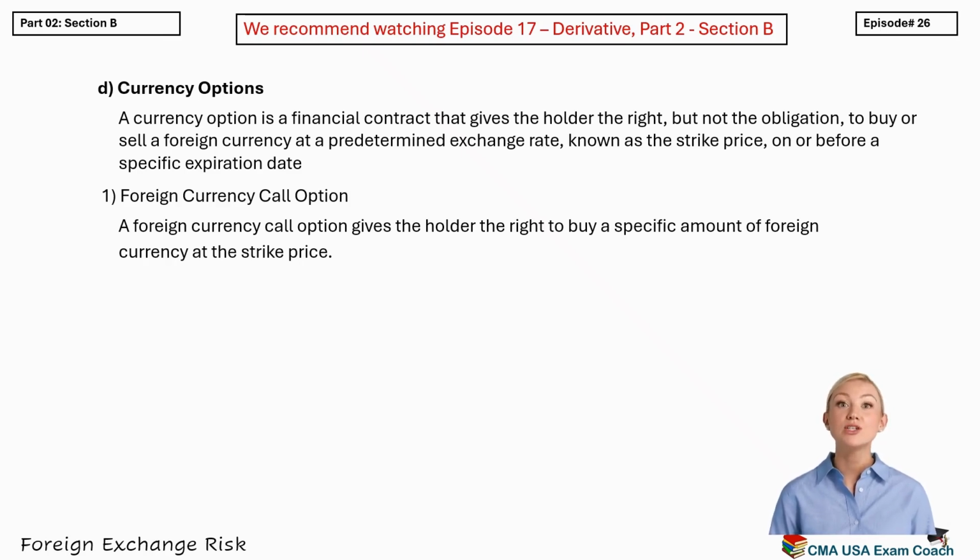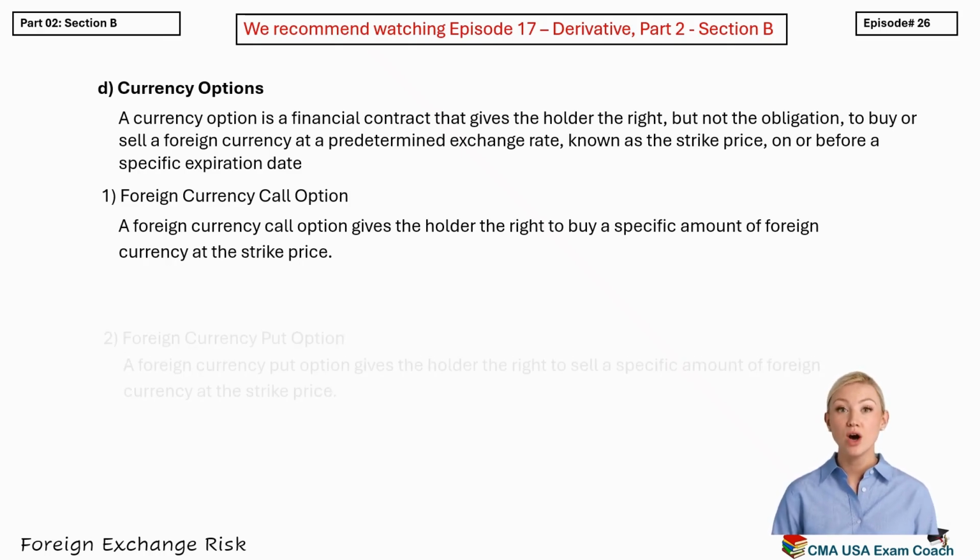This way, if the euro strengthens against the dollar, the company is protected because it can still buy euros at the lower strike price. If the exchange rate becomes favorable, the company can simply choose not to exercise the option and buy euros at the market rate instead. So the call option acts as an insurance policy against rising foreign currency costs.